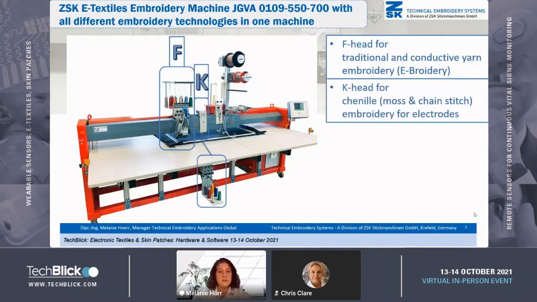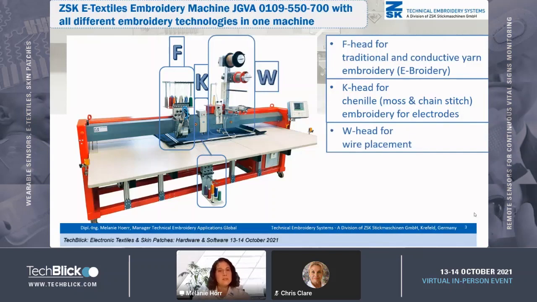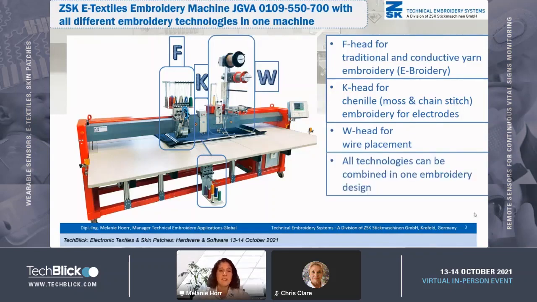The second technology we call the K-head technology. It's for chenille, moss, and chain stitch embroidery, and can be used for embroidery of electrodes. The third technology we call the W-head technology, for wire placement, and it is also used for tube placement or fiber placement. All these technologies can be combined in one embroidery design.